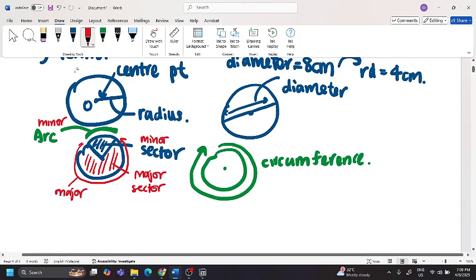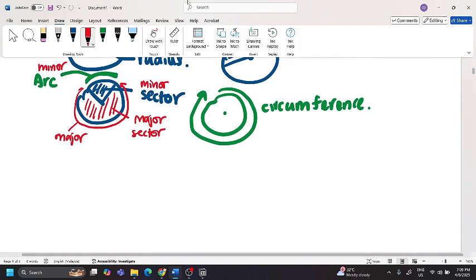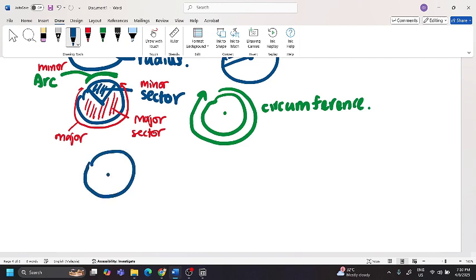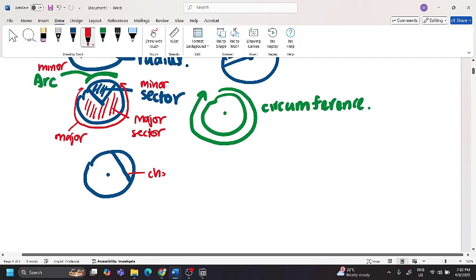So after we talk about sector, we talk about segment. What if now I have one line that touches the circle, but then not the center point, like this? What is this line called? Is this a radius? No, right? This one is not the radius. This one is known as the chord.